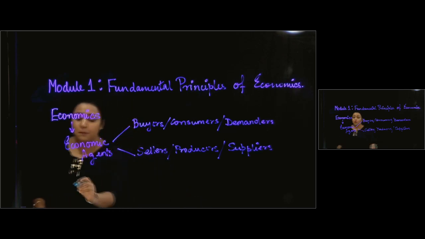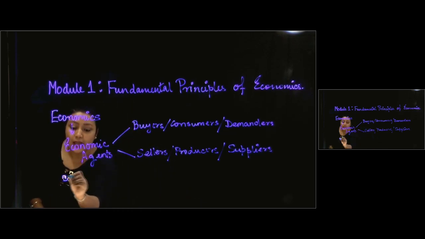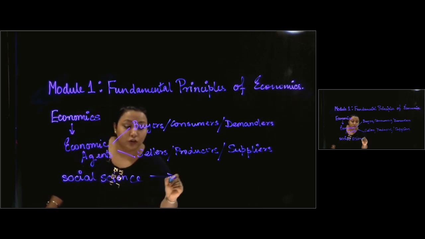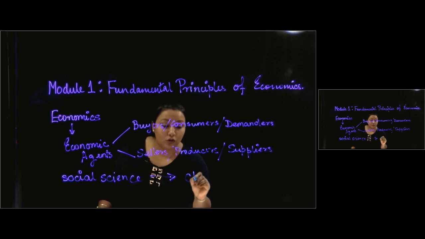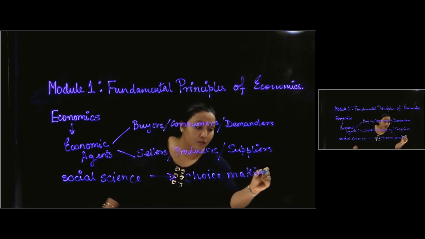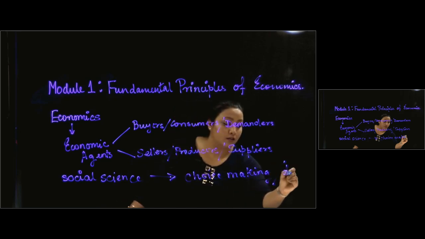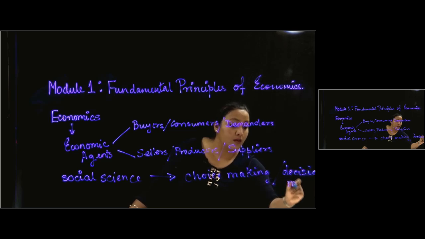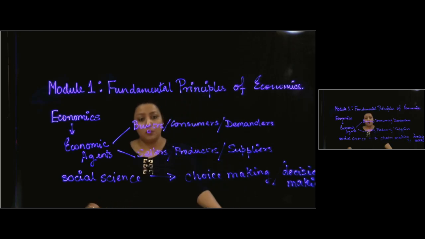society. So simply put, we could say that economics is a social science which looks at choice making or decision making. That is the fundamental subject matter of economics, right?